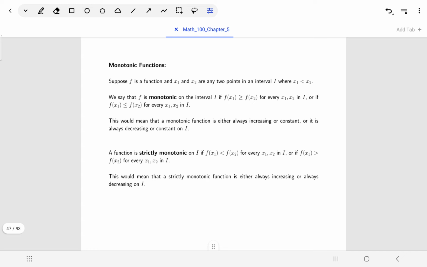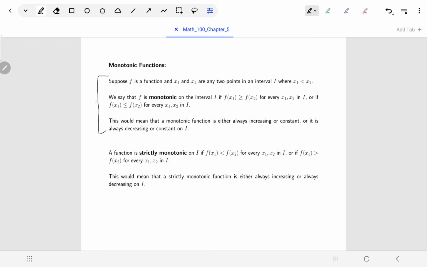All right, a little bit of terminology to introduce here. Monotonic functions are functions where, if you're monotonic, then f of x1 will always be greater than or equal to f of x2 for any points you pick, or f of x1 will always be less than or equal to f of x2 for any two points that you pick.